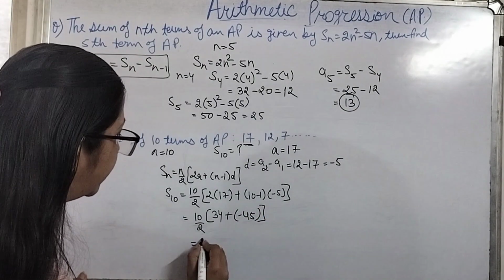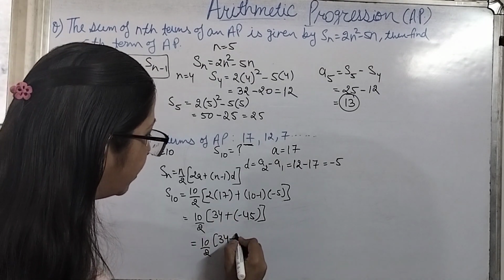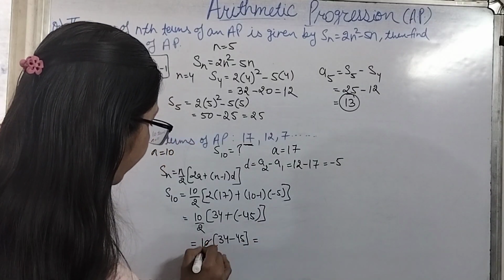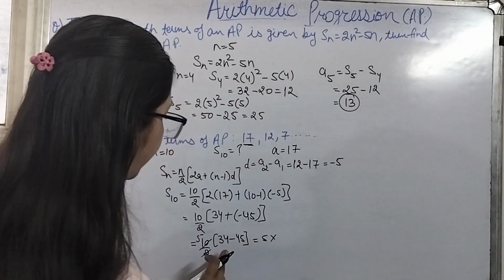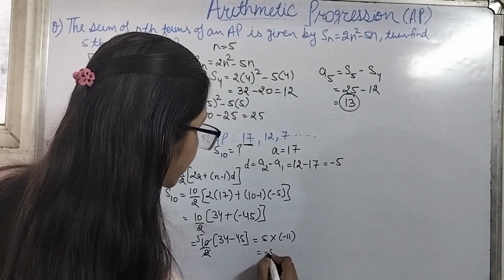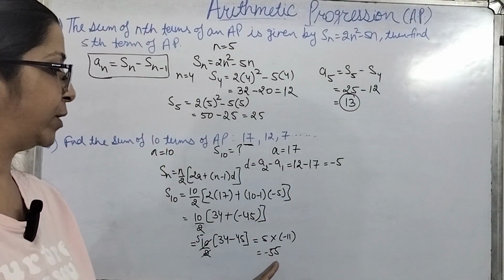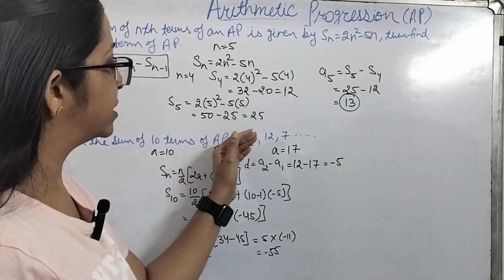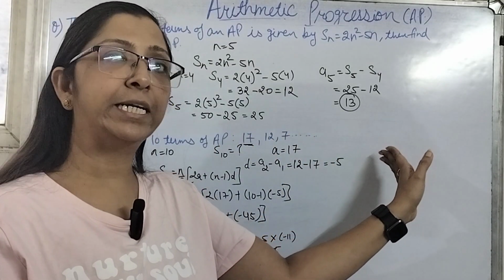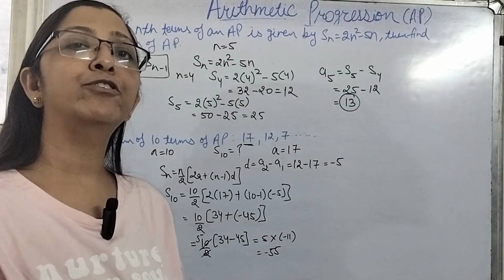So this will become 10 upon 2 multiplied by 34 plus minus 45. We can write 10 upon 2 as 5 also. So 5 multiplied by 34 minus 45, which is minus 11, gives minus 55. That means the sum of the first 10 terms of the AP will be minus 55. Because d over here is negative, the numbers will gradually go to the negative side also. That's the reason the sum of the first 10 terms will be minus 55.